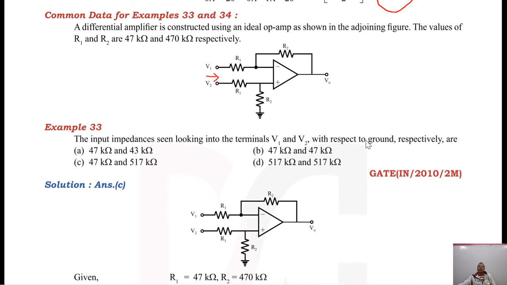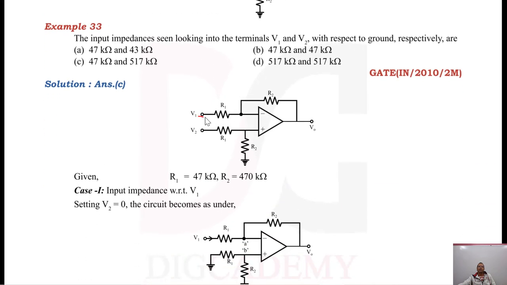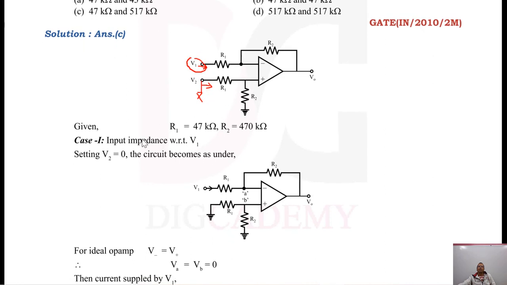In the next case we have to find the input impedances seen looking into V1 and V2 with respect to ground. Fine. So that means if you see from here, what will be the input resistance, and if you see from here, what will be the input resistance. When you look separately from this, you put this to the ground like this, and when you see from this, you connect this to the ground. So you have to do it one by one. So input impedance with respect to V1. When you find input impedance with respect to V1, connect the other terminal to the ground.